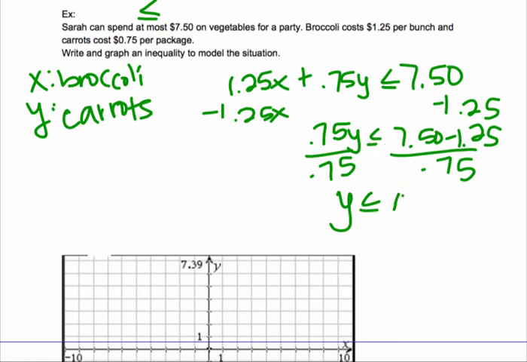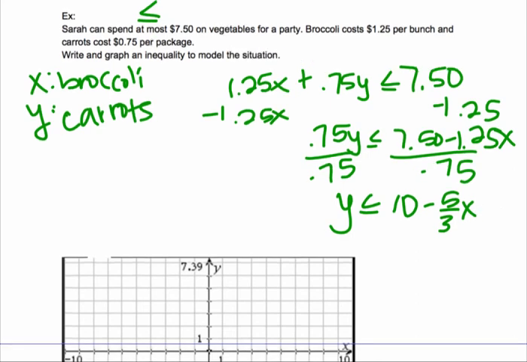7.50 divided by 0.75 is 10. And then negative 1.25 divided by 0.75 is negative 1 and 2 thirds, 5 thirds. Oh, sorry, and this was the x. All right, so y is less than or equal to 10 minus 5 thirds x. That means my y-intercept is 10, and I'm going to go down 5 over 3.